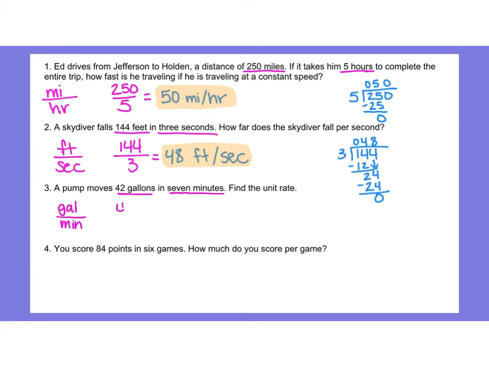So gallons per minute. So I see 42 gallons in 7 minutes. If we divide the two, we'll find our unit rate. So we'll set up our division problem. 7 cannot go into 4, but it can go into 42 6 times. 7 times 6 is 42 exactly. So our unit rate is 6 gallons per minute.